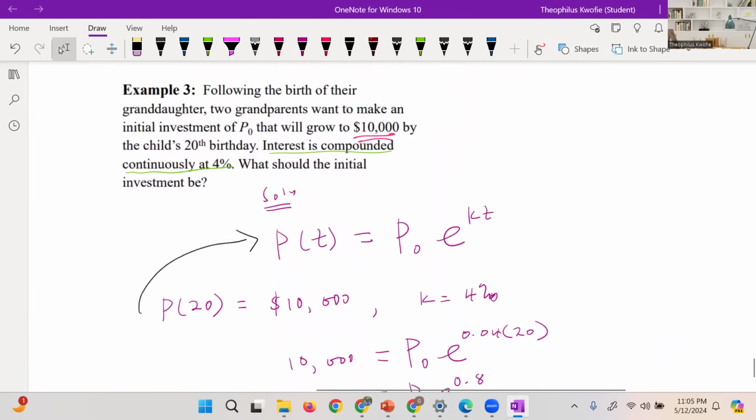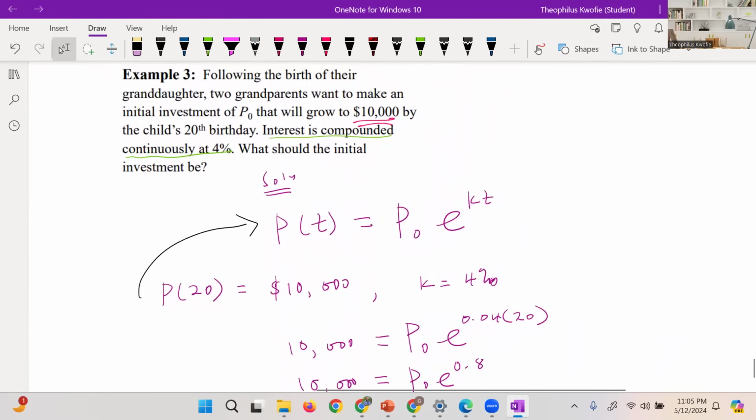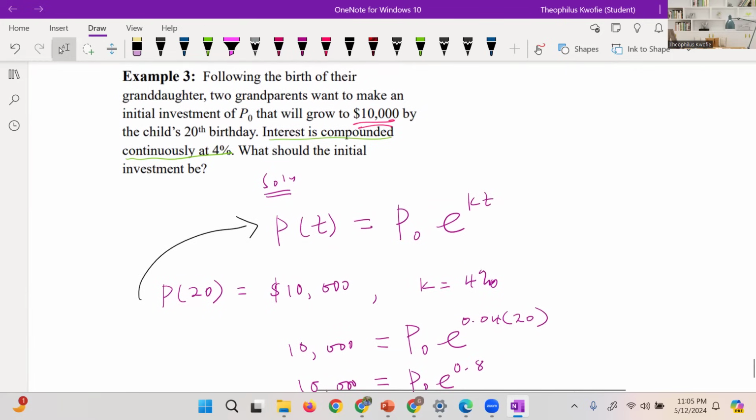For example, if you go to the bank and you want to make such an investment, there are some questions you may want to ask in terms of the interest. How is it going to grow? Is it going to be simple interest, or is it going to be compound interest? You want to take note of that. Please let's take note. This is a very interesting problem.